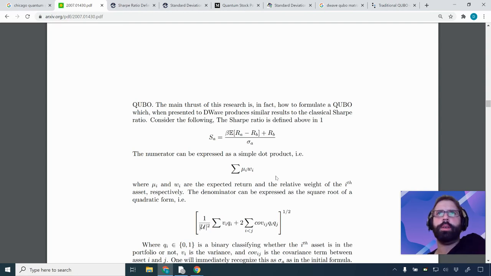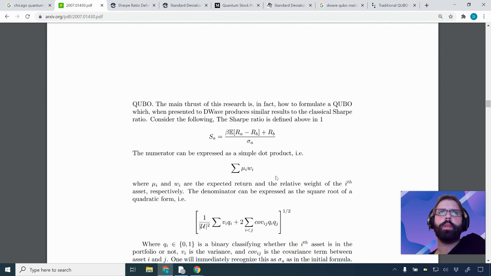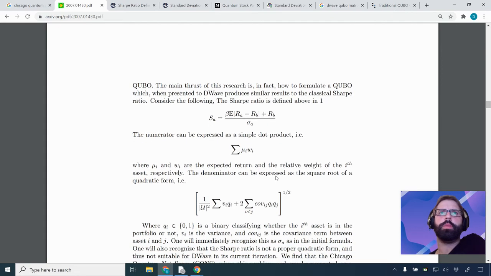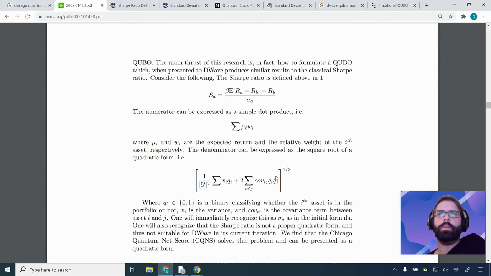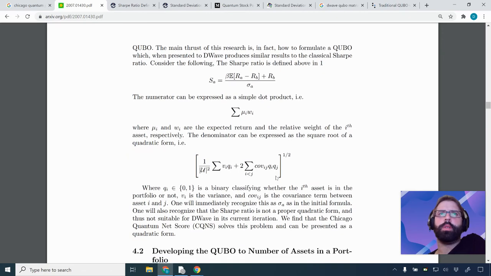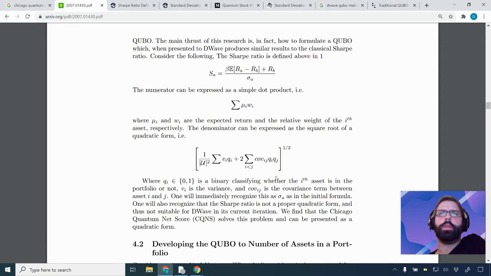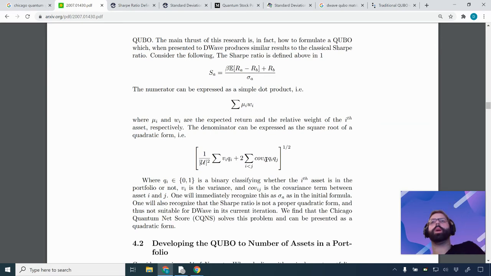We're going to express a simple dot product where the ith asset is the variance and the covariance. The covariance is the covariance between assets i and j, which in the case of one asset, that term doesn't exist. And so we only care about the variance. That's what this is saying. So you only care about the variance.